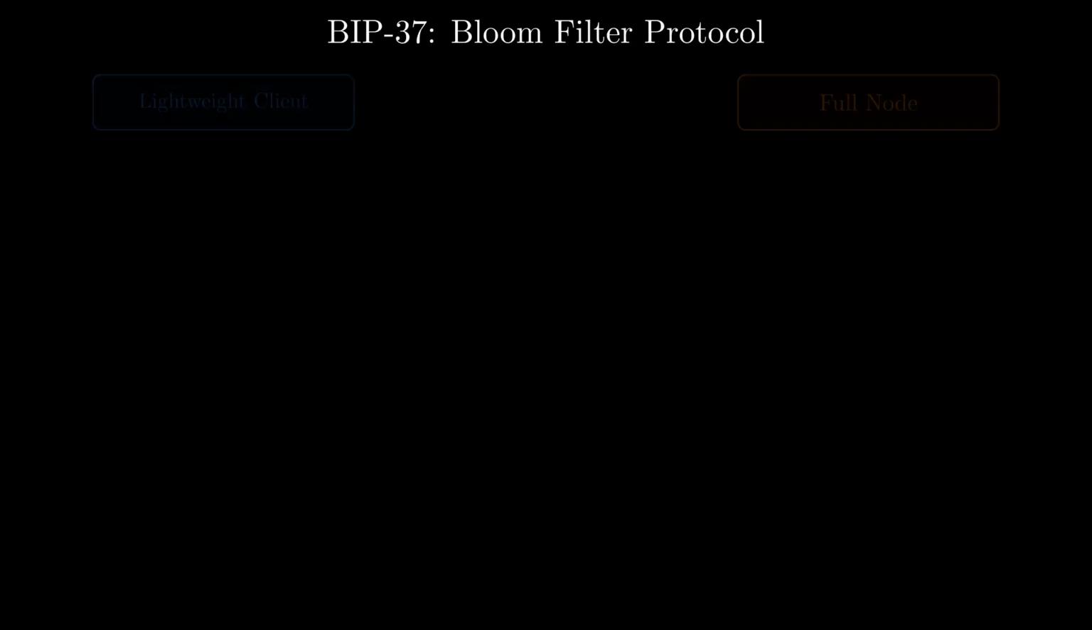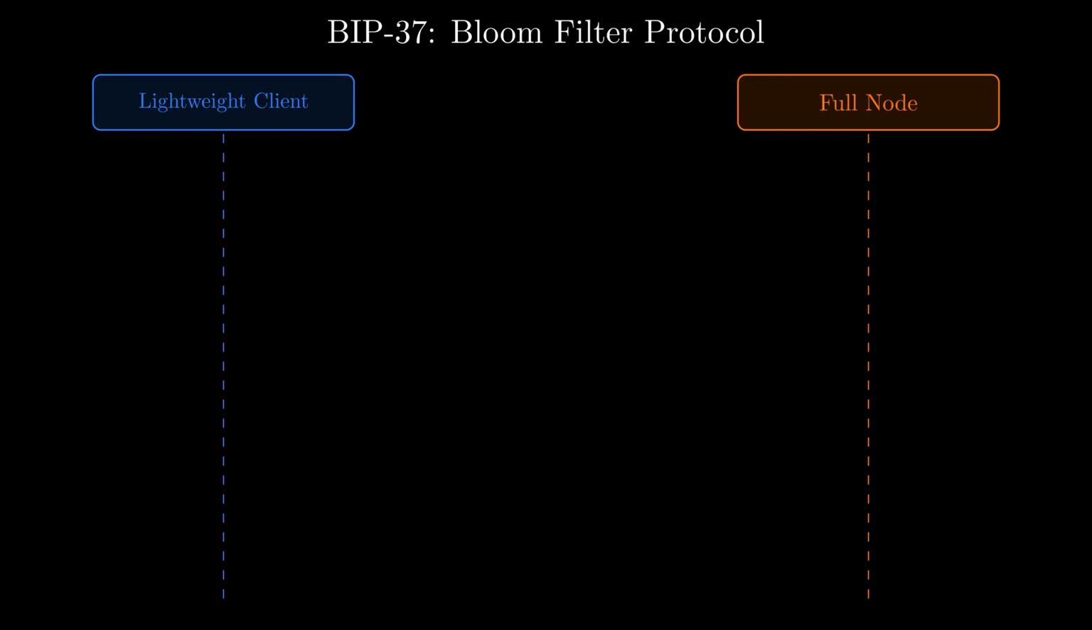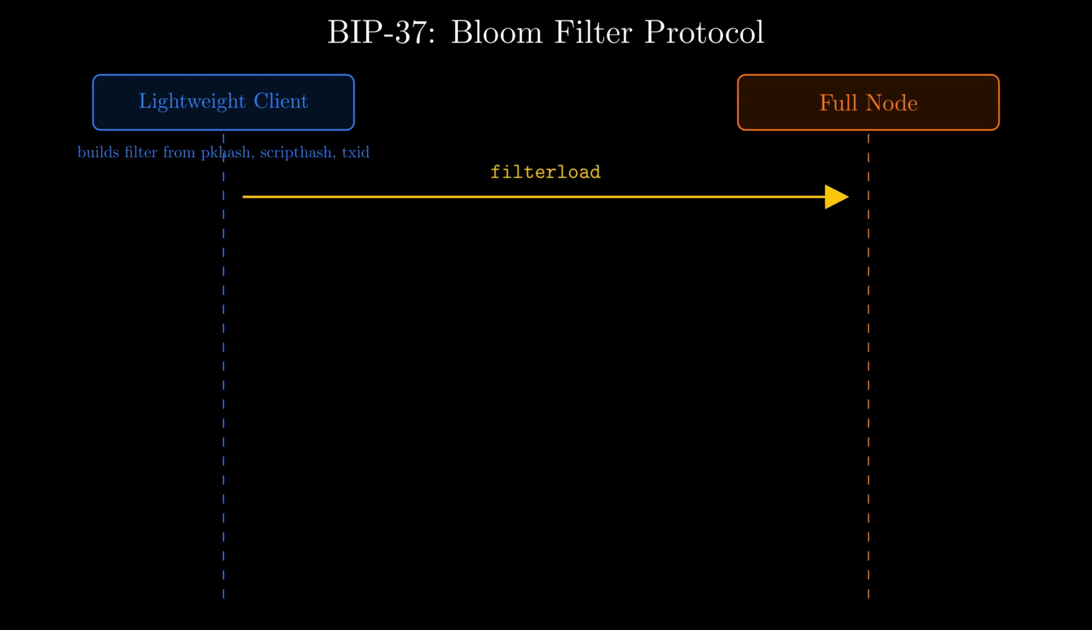Here's how BIP37 actually wired this in. The client builds a filter from every public key hash, script hash, and the transaction ID it cares about. It sends a filterload message to a peer. The peer scans every incoming transaction, outputs, inputs, signatures, witness data against the filter.